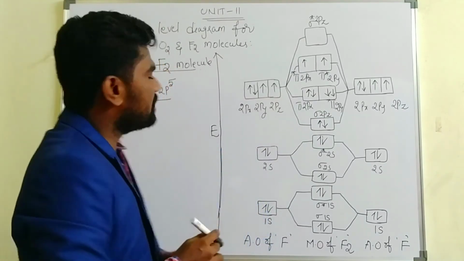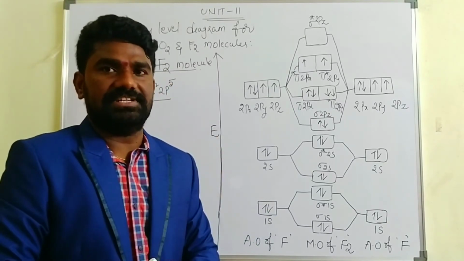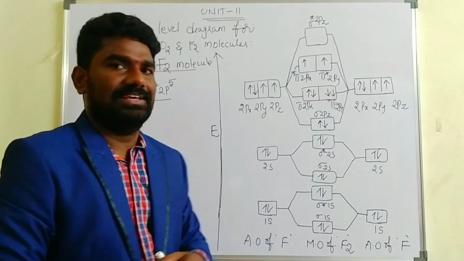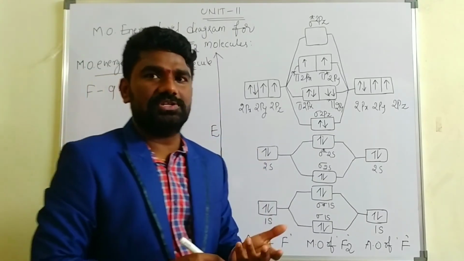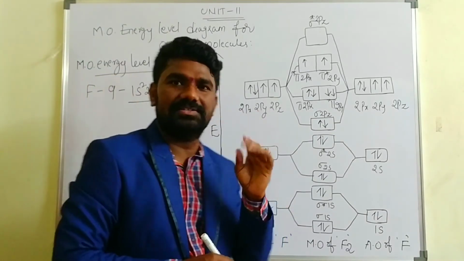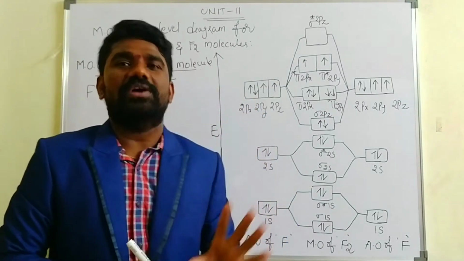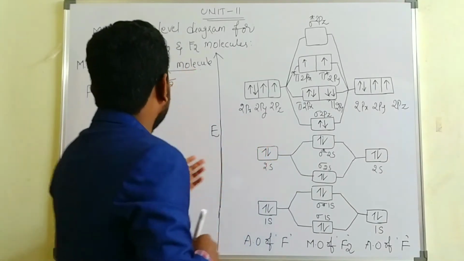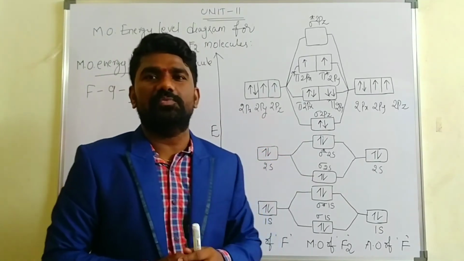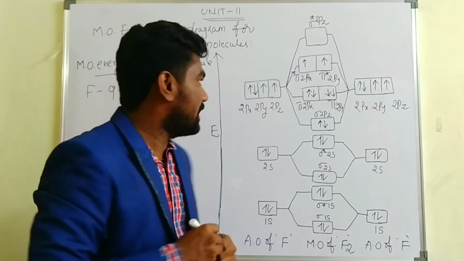In the fluorine molecule we have 2p5, isn't it? Total 5 electrons in each fluorine p orbital. In the oxygen p orbital we have 4 electrons, but in the fluorine p orbital we have 5 electrons. This is the only difference between the oxygen molecule and the F2 molecule MO energy level diagrams. Okay, yeah.